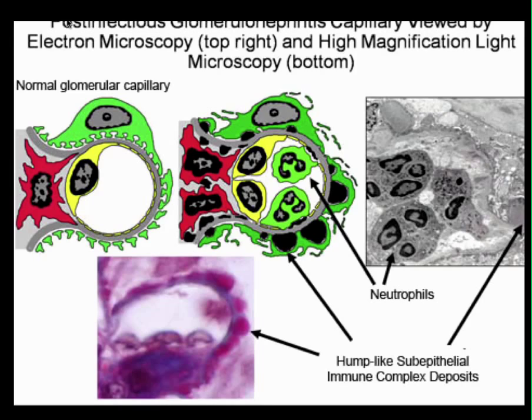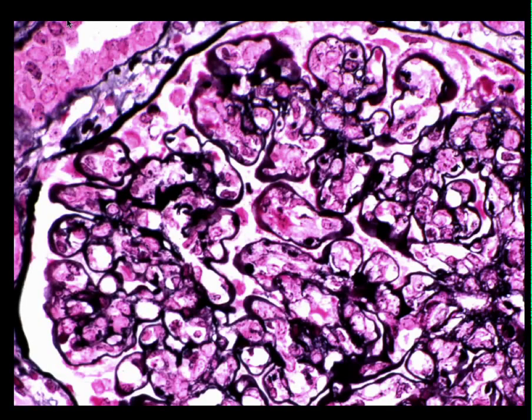The black arrow points to subepithelial humps, which are characteristic of post-infectious glomerulonephritis and represent immune complexes which are forming in this particular process. The picture on the lower part of the slide also shows these humps, as does the electron micrograph on the right-hand side of the slide.